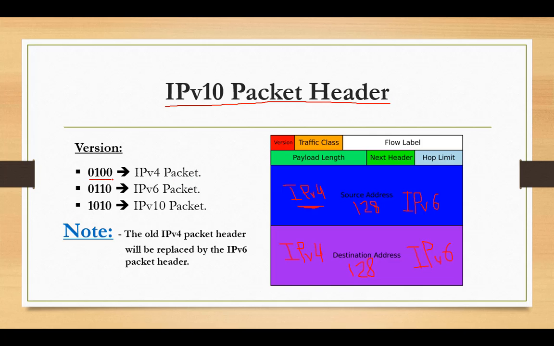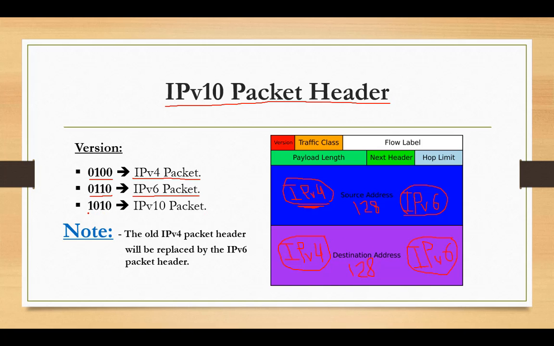If it is 0100, the packet is an IPv4 packet. What does this mean? It means that the source and destination addresses are IPv4 addresses, so the communication can occur between two IPv4 hosts. Number one. If the version is 0110, that means the packet is an IPv6 packet, meaning that the source and destination addresses are IPv6 addresses. This will allow the communication between IPv6 hosts.